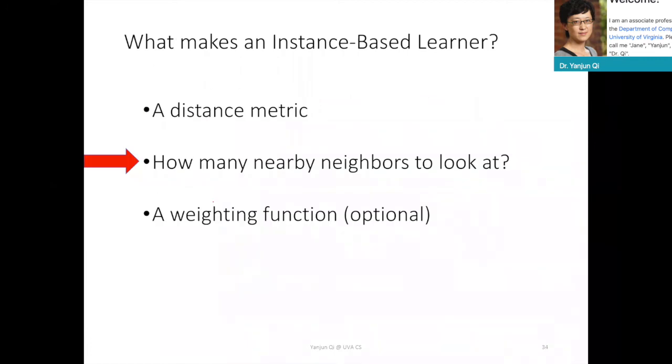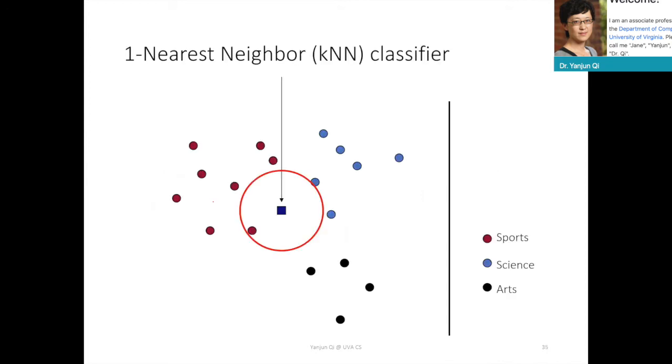All right, and then the next question is how to pick the k. Again, a simple example: with k equal to 1 in this one, the prediction will actually be sports. If k equals 2, it's actually very hard to decide; it goes to science, the blue color.